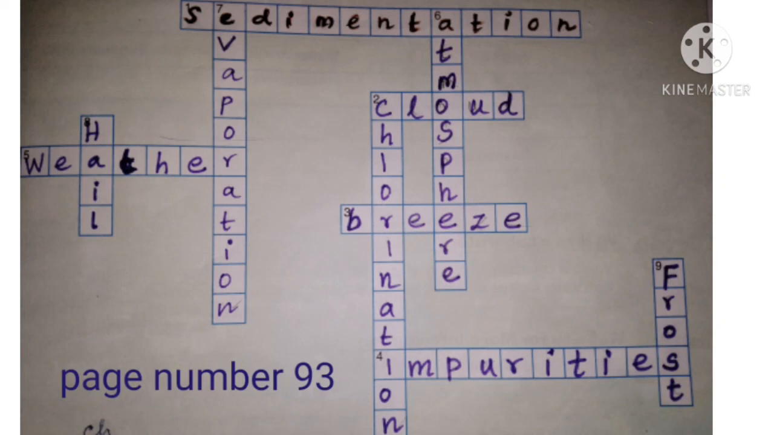8. It forms when raindrops pass through a very cold region of the atmosphere. The answer: hail. 9. It forms when the surface water freezes into tiny white crystals. The answer is frost.